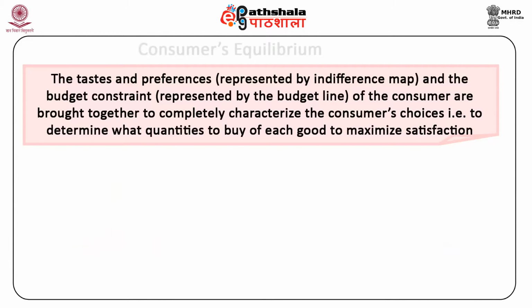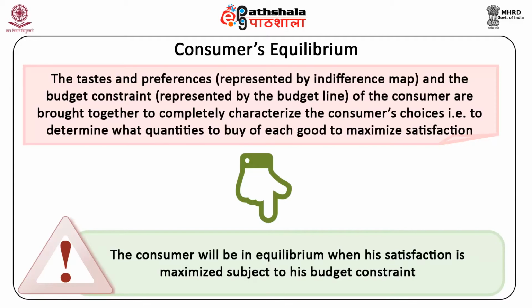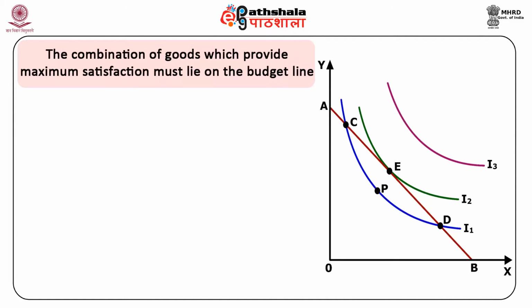The taste and preferences represented by indifference map and the budget constraint represented by the budget line of the consumer are brought together to completely characterize the consumer's choices, that is, to determine what quantities to buy of each good to maximize satisfaction. The consumer will be in equilibrium when his satisfaction is maximized, subject to his budget constraint. The combination of goods which provide maximum satisfaction must lie on the budget line.